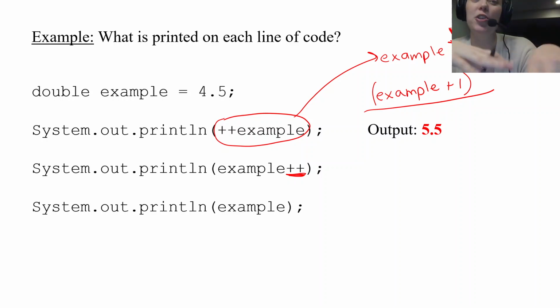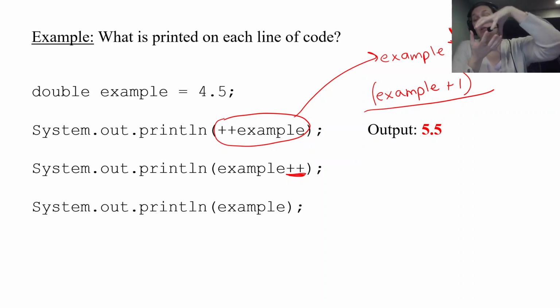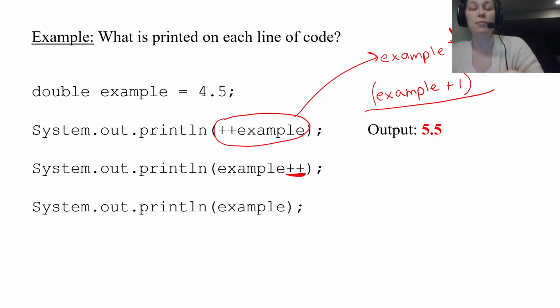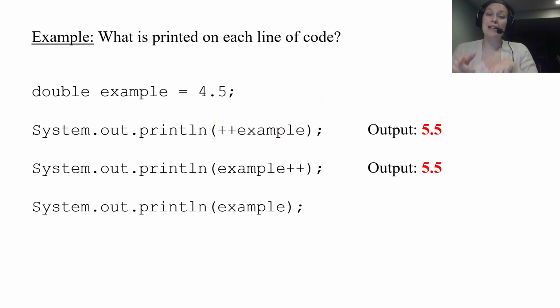So I hope that's clear. You play around with it in your IDE if you want to trace that a little bit more. Right now, when I did plus plus example, 1 got added to example and then stored back into example. So the actual container value got changed. So it's 5.5. When I move on to the next line, example plus plus, it's a post increment, meaning that I'm going to print off 5.5 and then I'm going to change example and add 1. So this next line, the output is actually still 5.5.